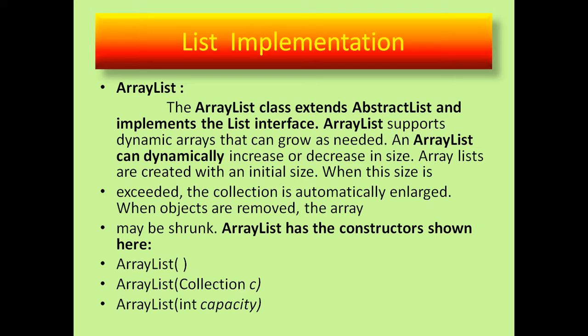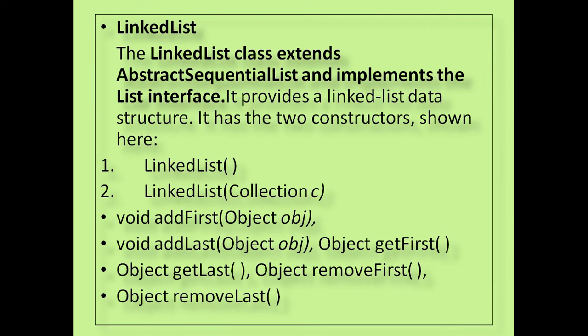The LinkedList class extends AbstractSequentialList, and it implements the List interface. It has two constructors. One is the empty constructor, and the other one takes a collection parameter, and that collection is assigned during its creation. It has a few methods like addFirst, addLast, getFirst, getLast, removeFirst, removeLast. These are methods which we don't find in ArrayList or the List interface.